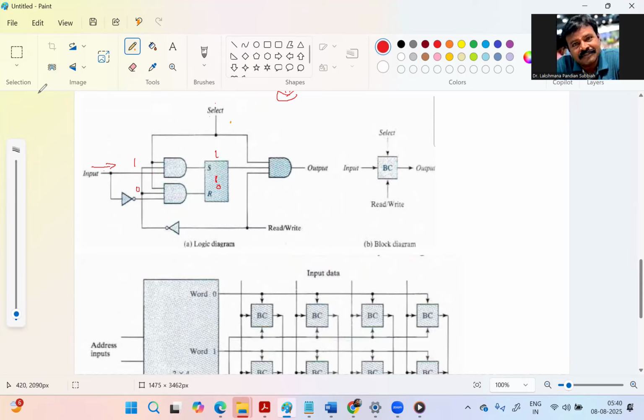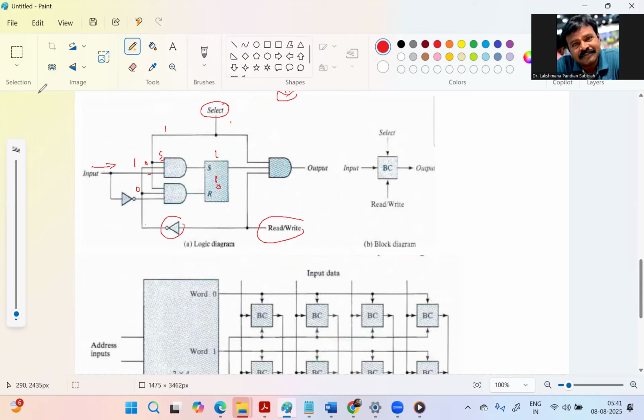Then we have the select line, so you have to select the corresponding cell. We give the select line to the AND gate, so only if the cell is selected will it allow the data through. Then we have the data, the read line and the write line, so you have to give the read-write line also: select, read-write, and input. Here also we have the AND gates, and then we retain that value through the inverter.